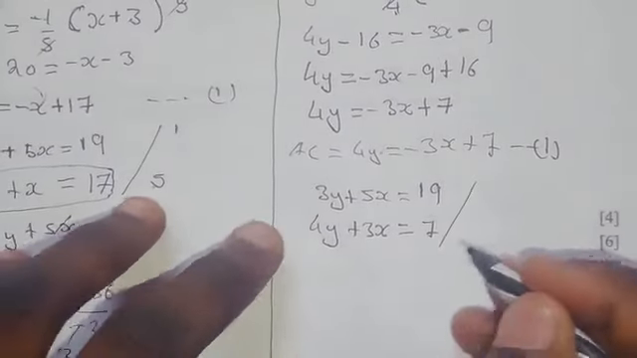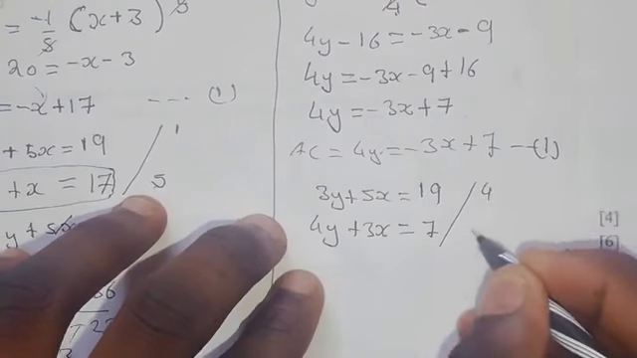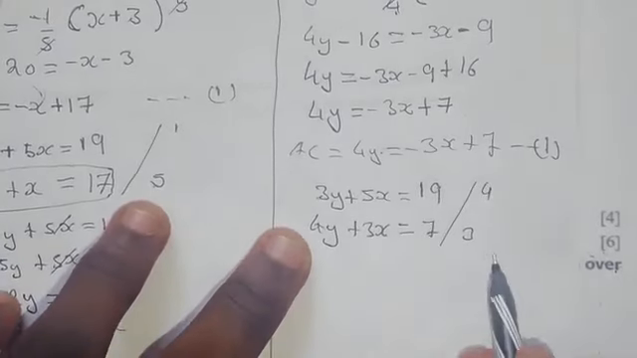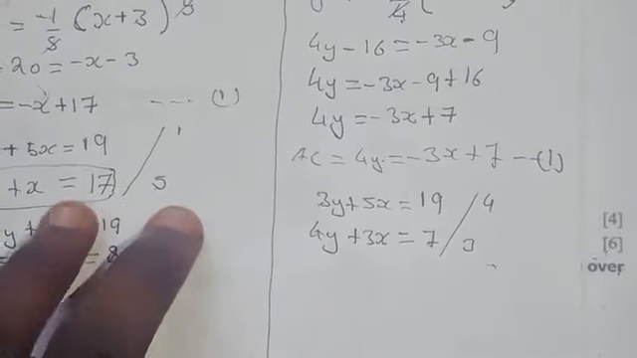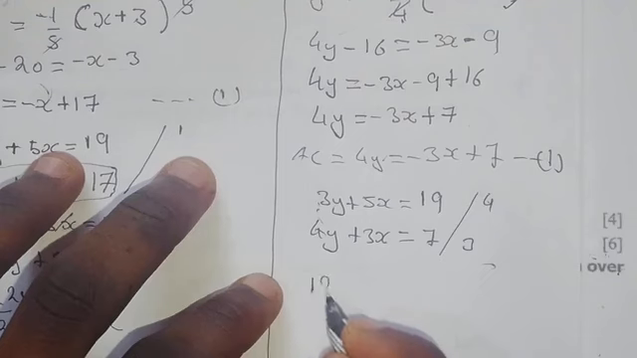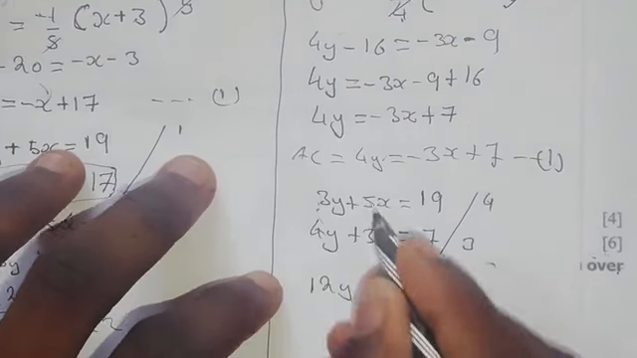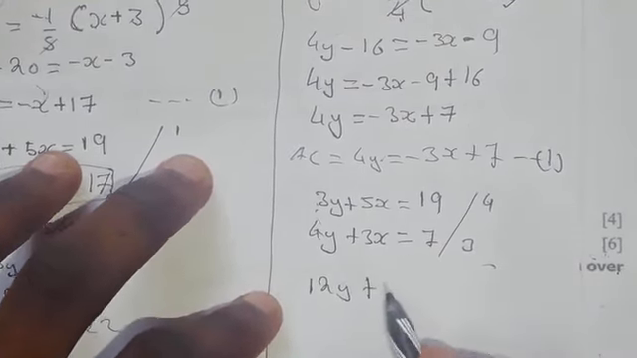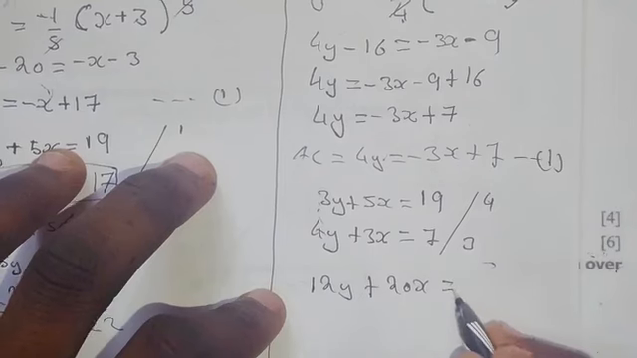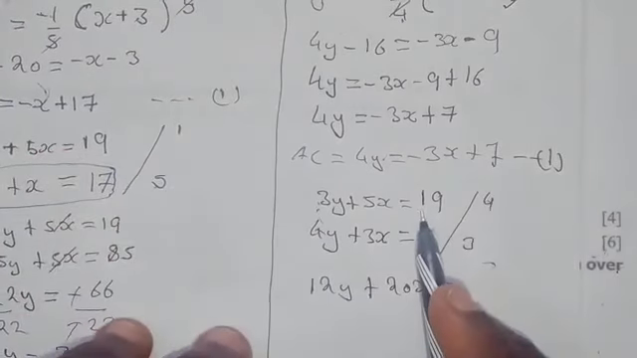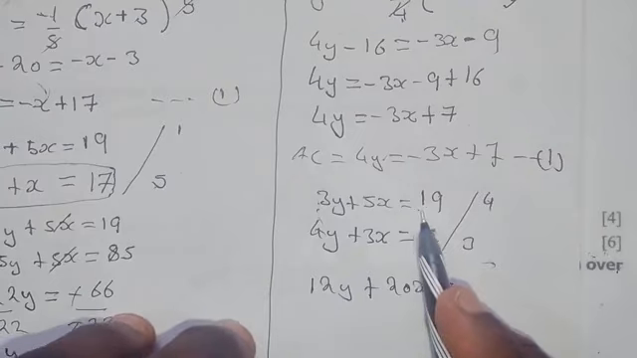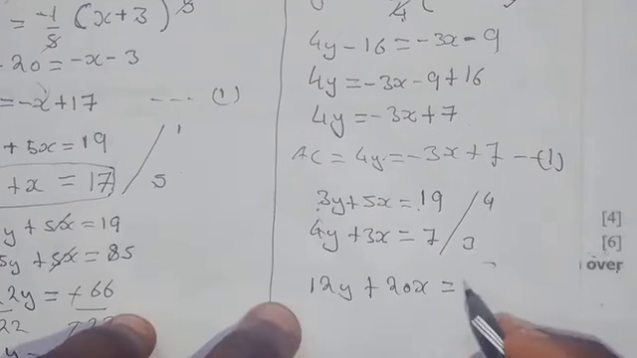We eliminate y. So we're going to have 4 here and then 3 down here. We get this, we put it here. So that's it, we eliminate y. So we have 4 multiplied by 3y, it gives us 12y, plus 4 multiplied by 5x to give us 20x, is equals to 4 multiplied by 19, which will give us 76.